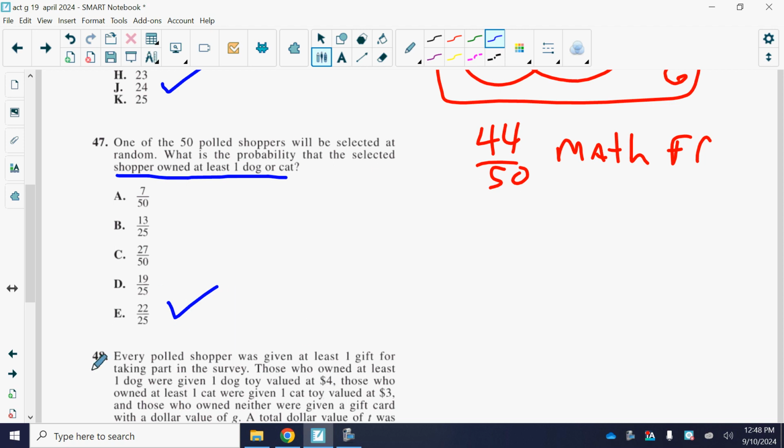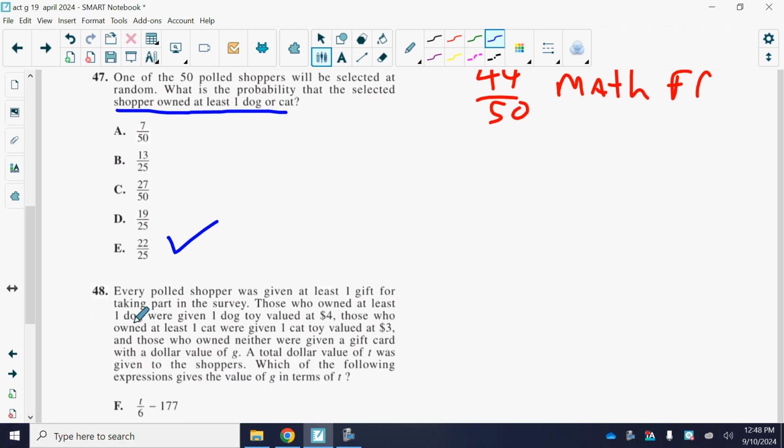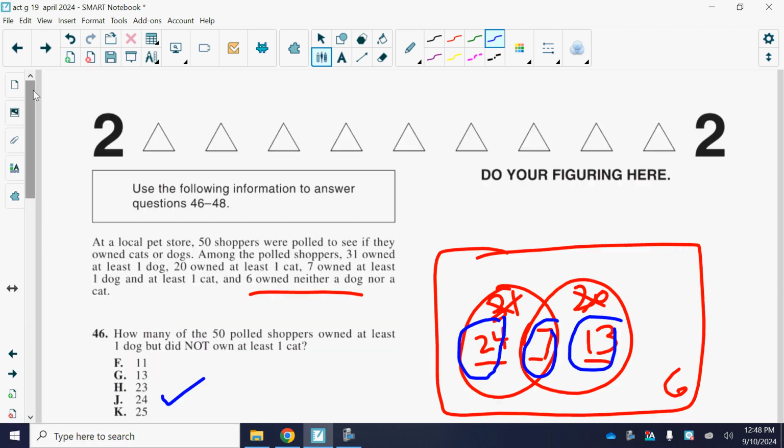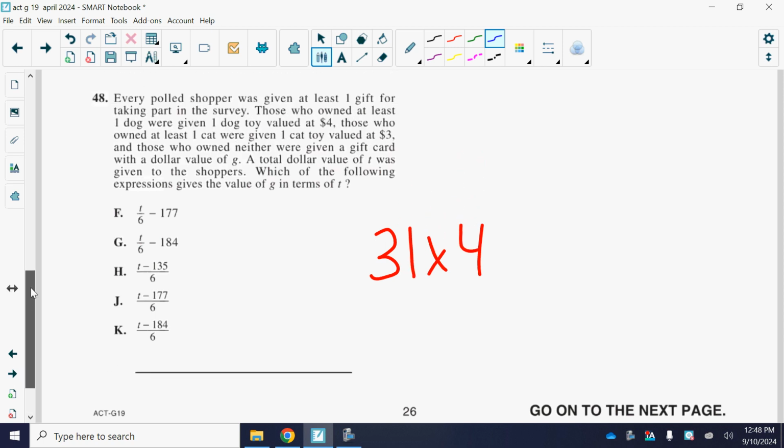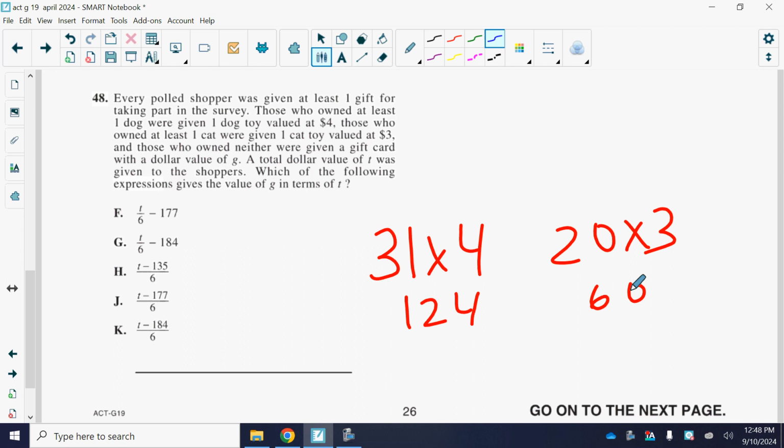Now this one, you have to use some multiplication. Those who owned at least a dog were given 1 dog toy for $4. So that's 31 people times 4, huh? Now what? If you owned a cat, you got 3. So that's 20 times 3. That's 124 plus 60. That's $184, right?